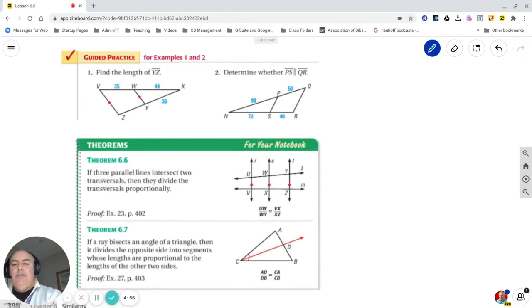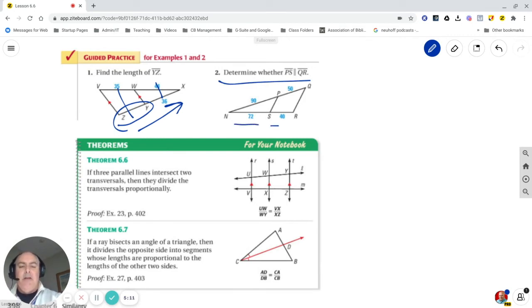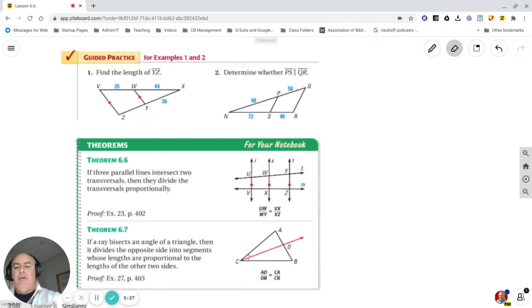In this example, again, I'm looking for YZ, and I can decide to move either down or across, whichever way I want to approach it. And then in example 2, I can do the same thing. I can either work down or across, but in this case, what I'm trying to do is prove whether or not PS is parallel to QR, which means the proportions have to work out to be equal. And in the first example, I am told that they are parallel, so I'm able to use the proportions to solve for ZY.